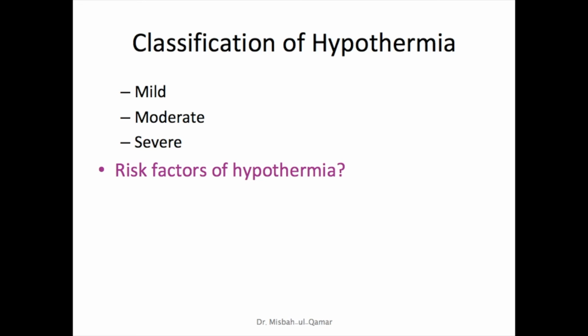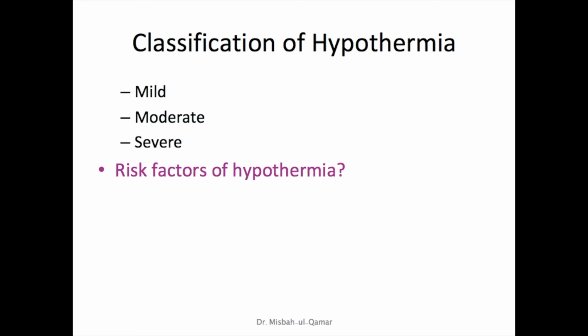Now, the hypothermia becomes severe when the body temperature falls below 31 degrees centigrade, and there is a peculiar skin presentation: it becomes chilled and bluish gray, and there is a gradual loss of consciousness and a gradual deterioration of vitals.